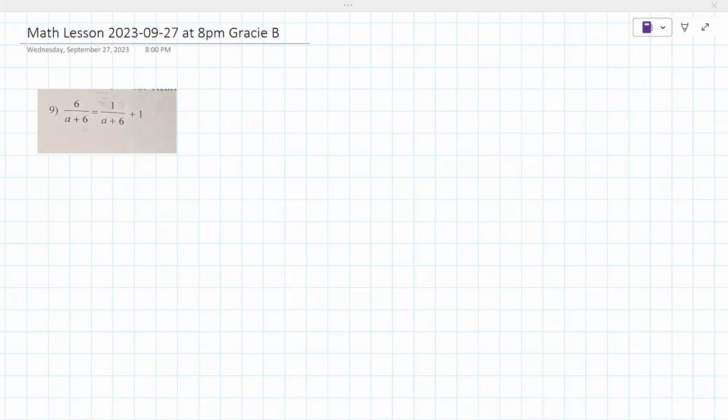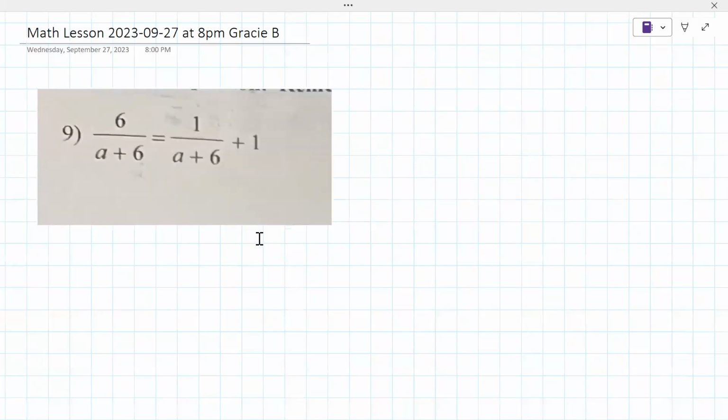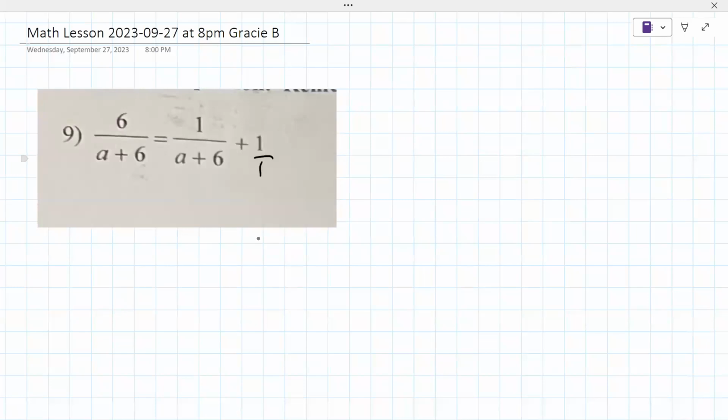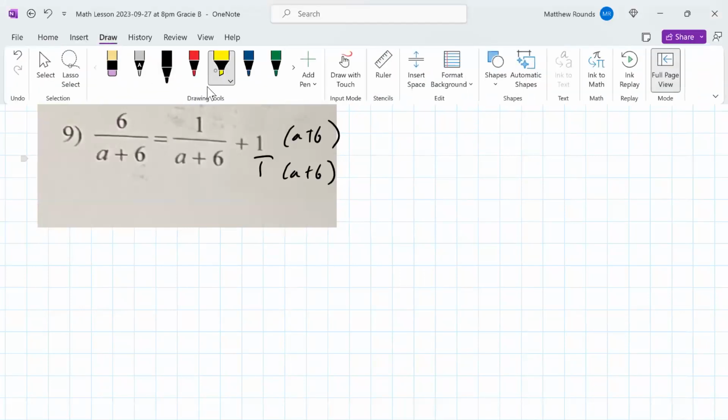All right, so what do you see here? Tell me what you remember from class when you have a problem like this. I know for addition you have to have common denominators. Exactly. So we're kind of there. The second one, the one is really 1/1. So you multiply both the top and bottom by a+6. Okay. And once you have the bottoms the same, you just look at the top.